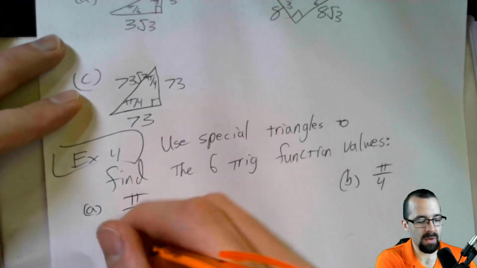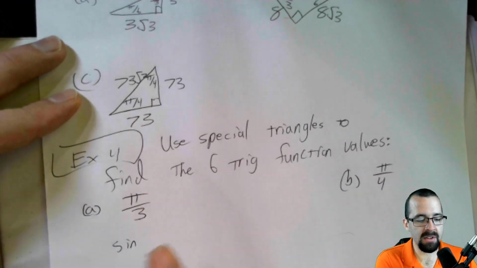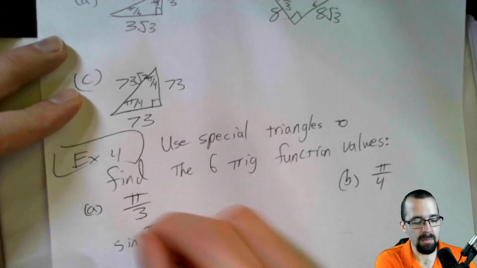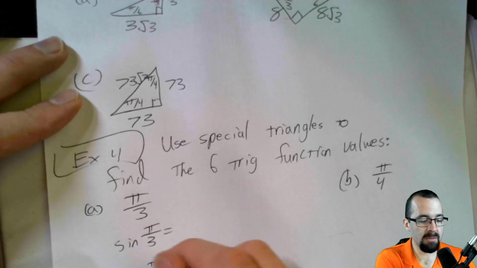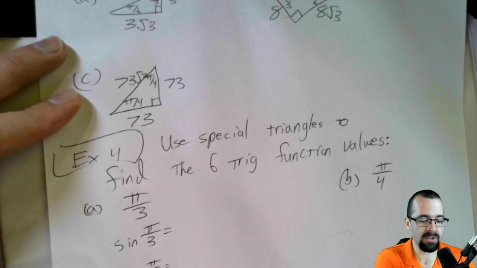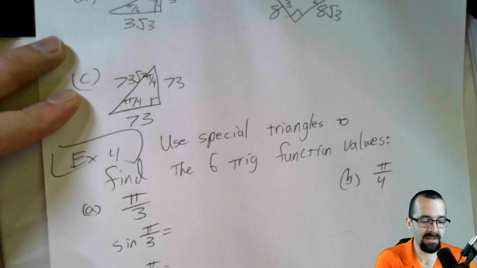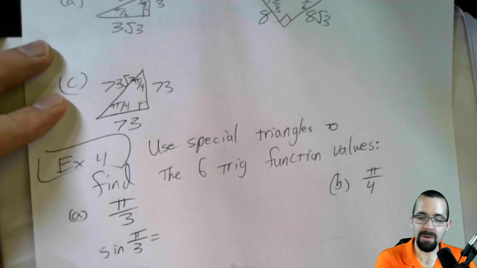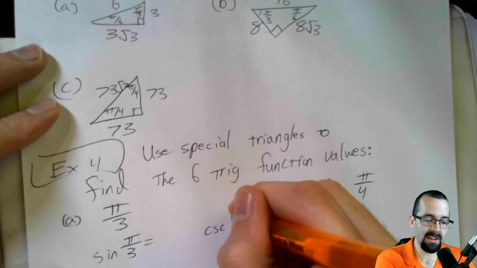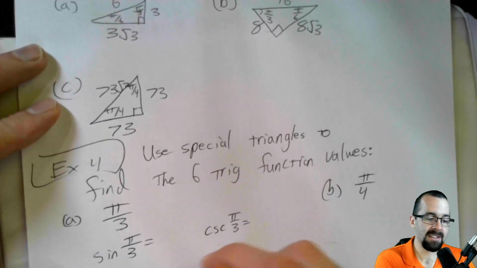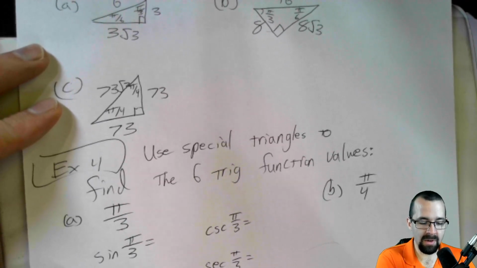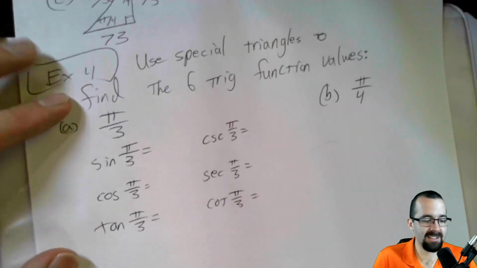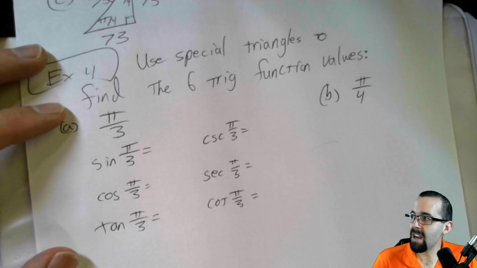So, if you have no idea how to do this problem, just start by writing things down. Sine of pi over 3 equals something. Cosine of pi over 3 equals something. Tangent of pi over 3 equals something. And then we list the reciprocal functions, okay? So cosecant of pi over 3 is something. Secant of pi over 3 is something. Cotangent of pi over 3 is something. So we've already done a lot of, oh, you guys can't see that. We've already done a lot of writing, but we haven't done any math yet.